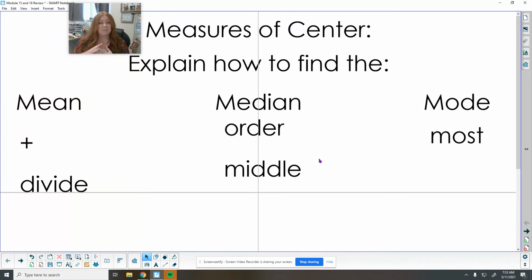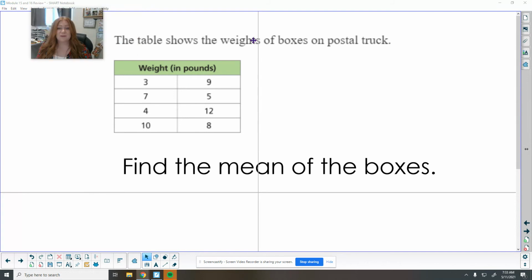But if you have one number that maybe does have more and it's at the end, that's maybe not a good representation of all the numbers. So it's just important to look at and analyze your data: what numbers do I have, what number best represents them? So this table shows the weight of boxes on a postal truck.